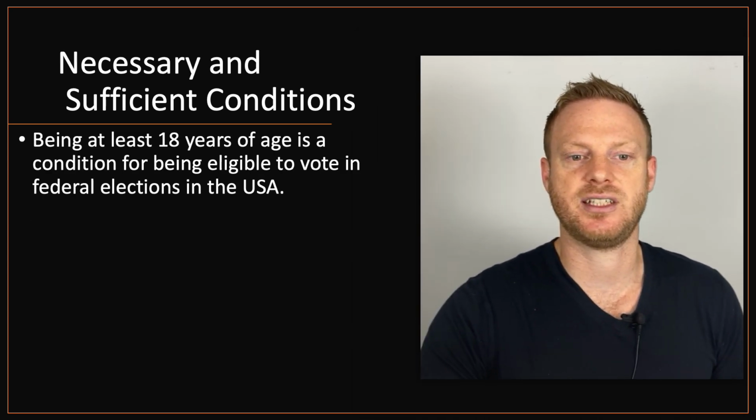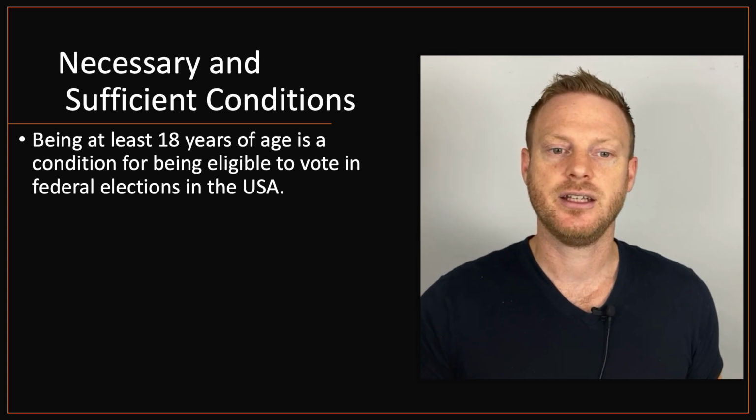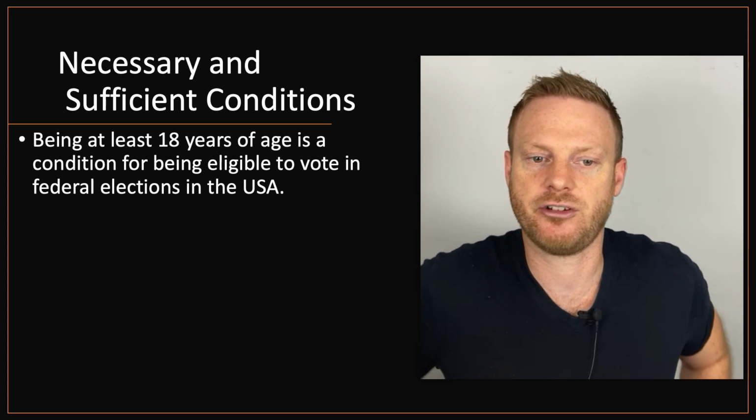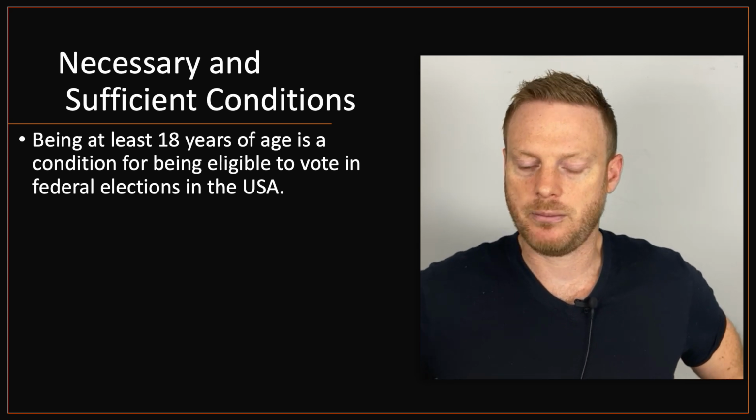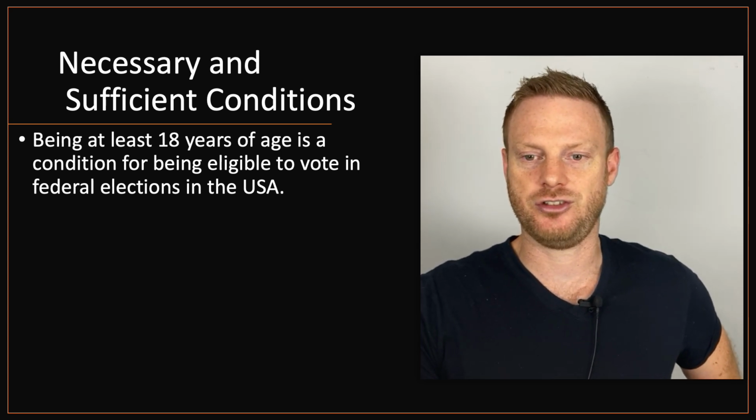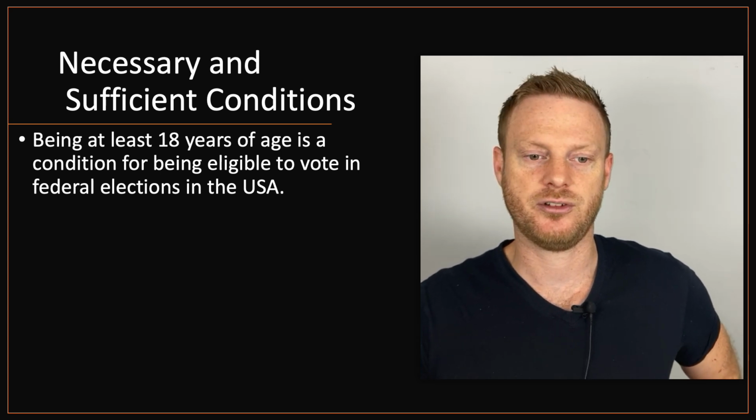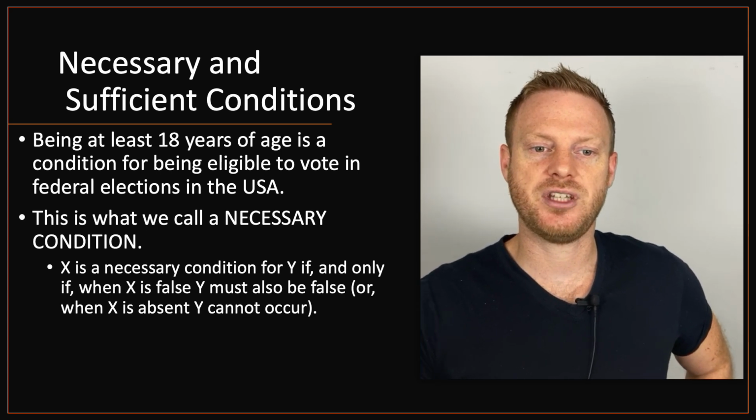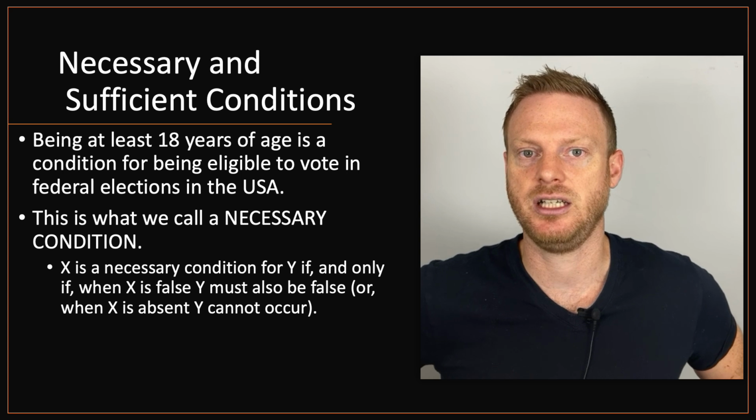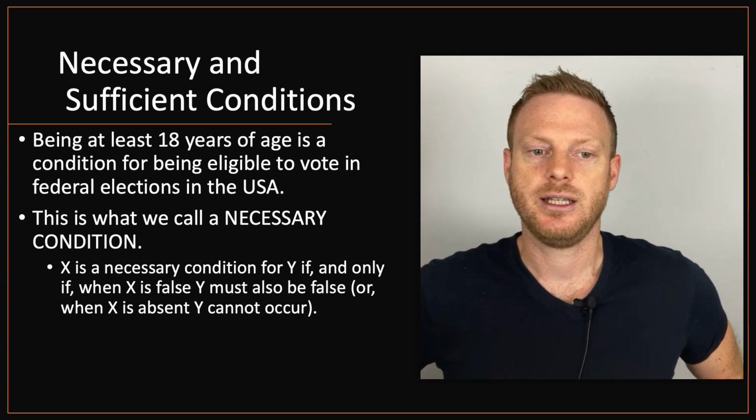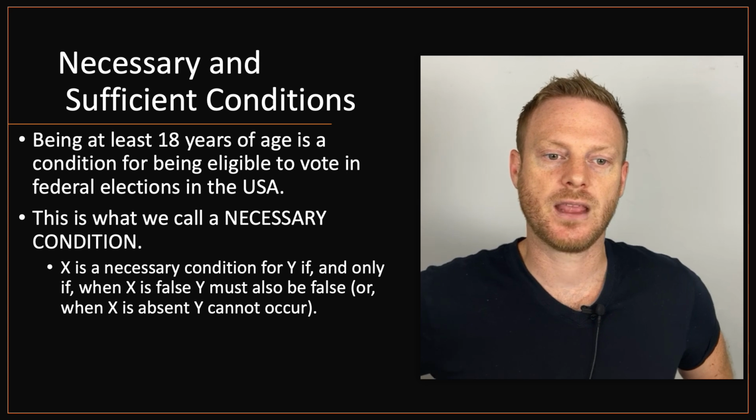When we look at this in point of fact, being at least 18 years of age is a condition for being eligible to vote in the federal elections in the USA. We know this because there's more conditions that have to be met than just this. You have to be a U.S. citizen as well, for instance. So this is actually what we call a necessary condition. It's a specific type of condition, and then we can get really clear on it.